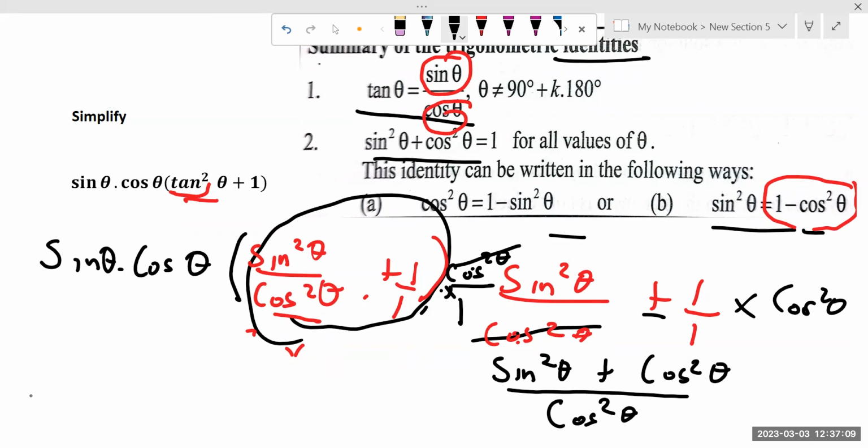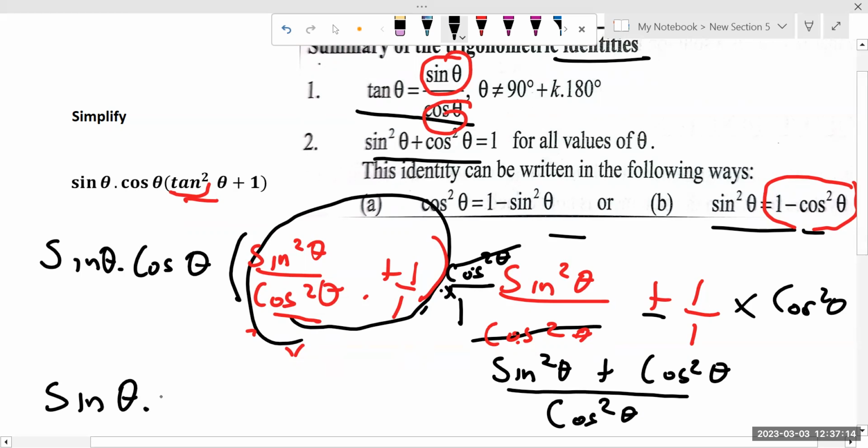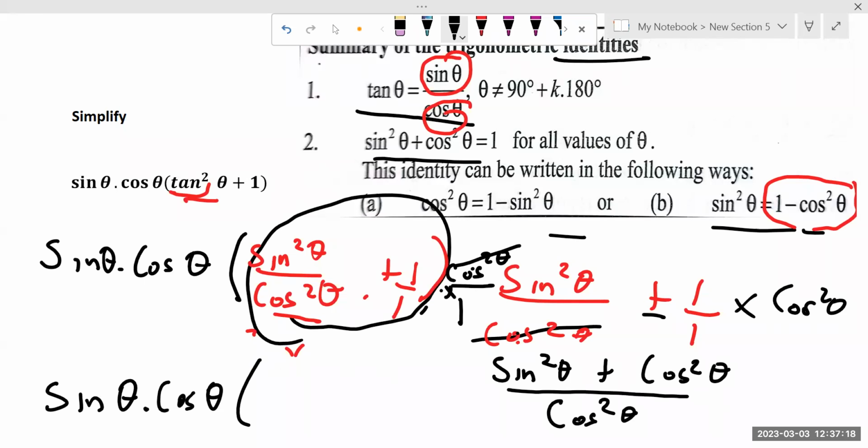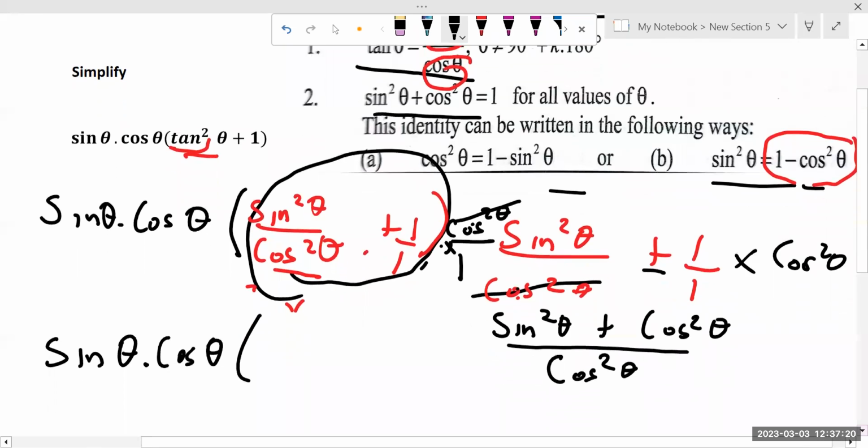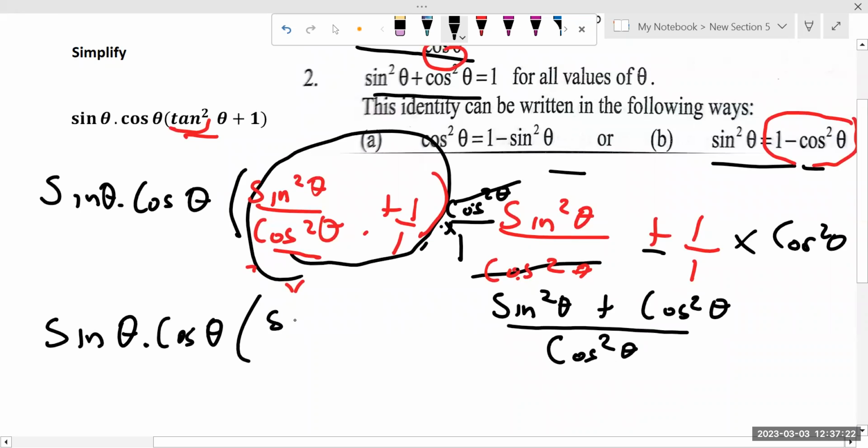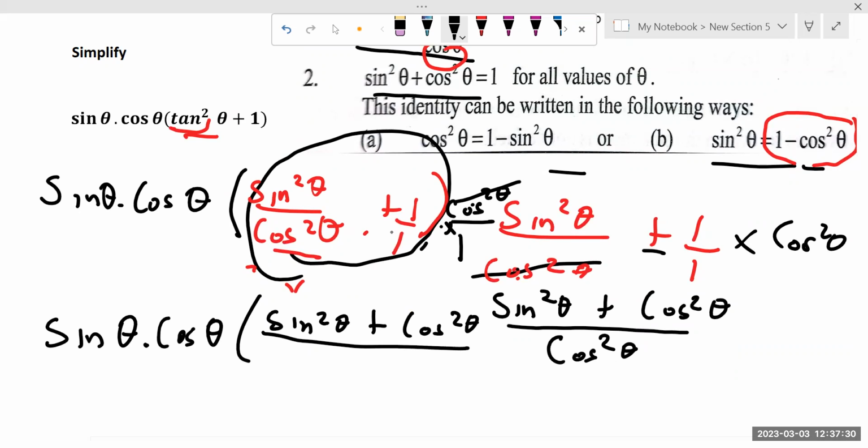So you can come and say, I can write this as sine theta multiplied by the cos of theta all over sine square of theta plus cos square of theta. Where does this come from? It comes from me adding whatever is inside the bracket. So here you're going to have cos square of theta. Then you close the bracket.